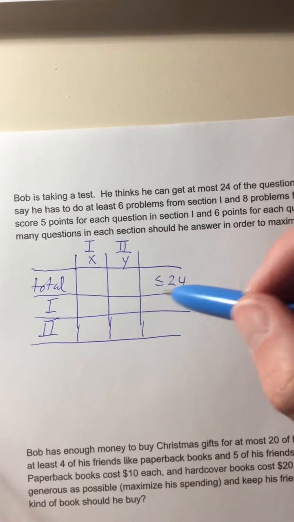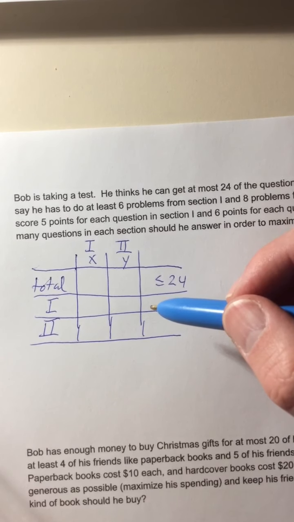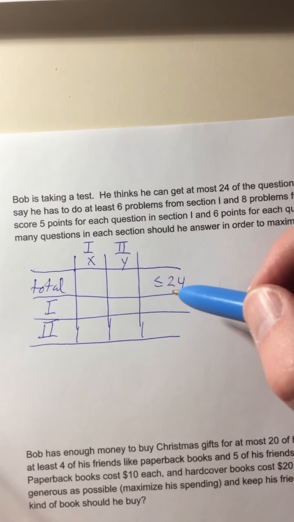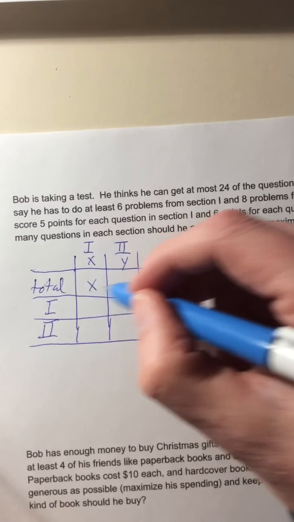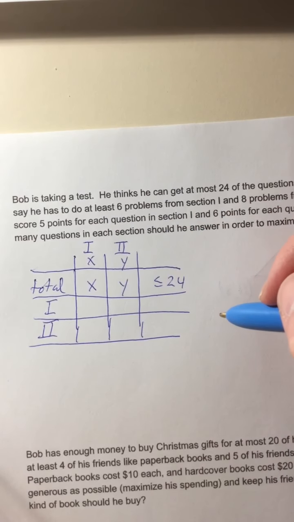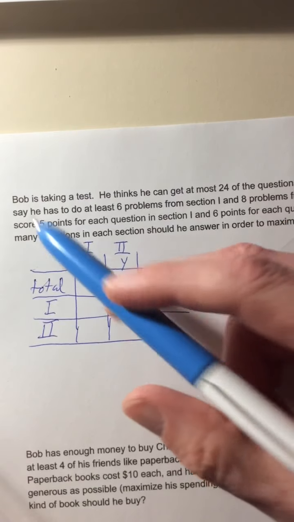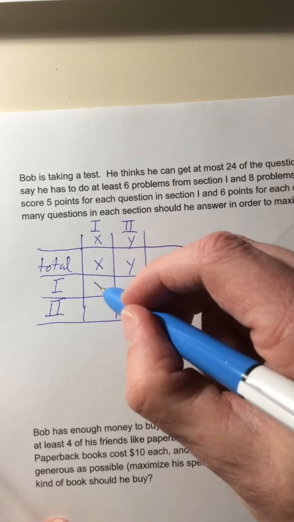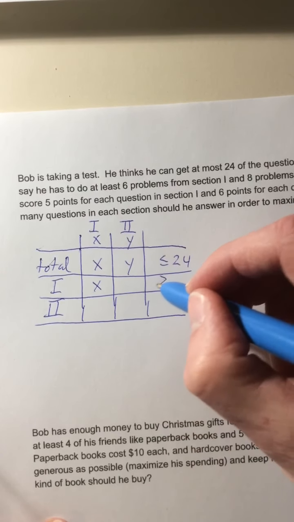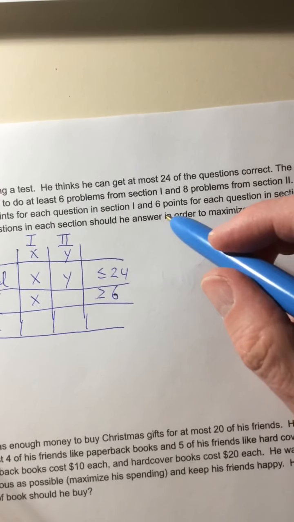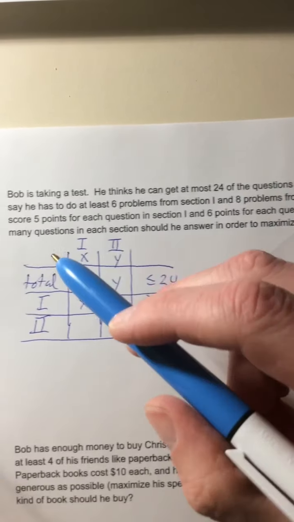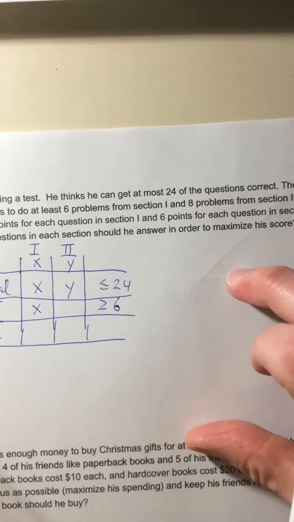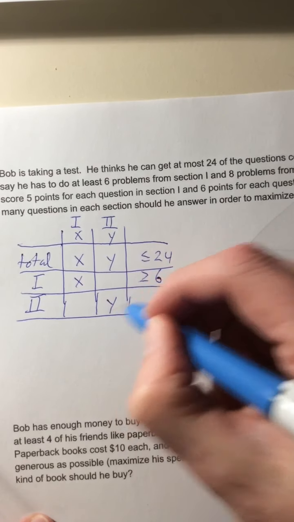And those of you who want to work ahead of me, that's great. You can even pause the video right now and finish out the problem. Okay, so we're already accustomed to this. Now, the total situation is always going to be this whole x plus y thing. So x plus y is less than or equal to 24. And then in section 1, he has to do at least 6 problems. So the number in section 1 is x, at least 6 problems. Yes, he has to do at least 6 problems from section 1 and 8 problems in section 2.